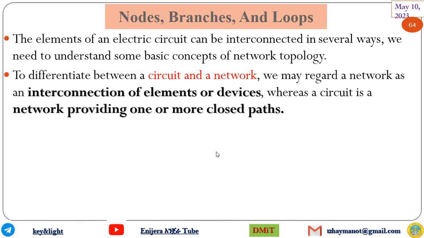Therefore, there are two words that we have used: circuit and network. This is the circuit and this is the network. The circuit is the interconnection of elements or devices, as we see in chapter 1. The network provides one or more closed paths. There is a closed path.